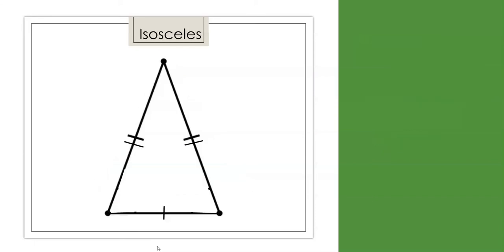The second triangle is an isosceles triangle. In an isosceles triangle, we have 2 sides that are equal. 1, 2, and so they are congruent to each other. Notice also the marking on the sides are different from the last triangle. In this case, the 2 sides that are the same have 2 marks, and this right here, the third leg of the triangle, has 1 mark.